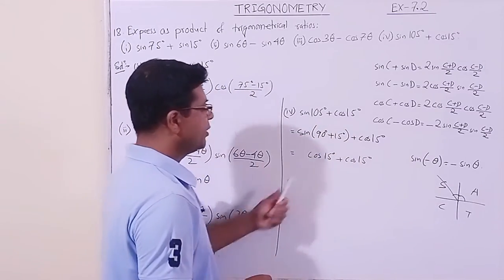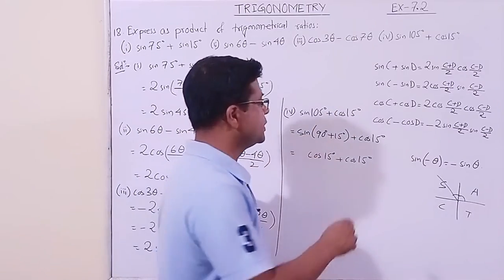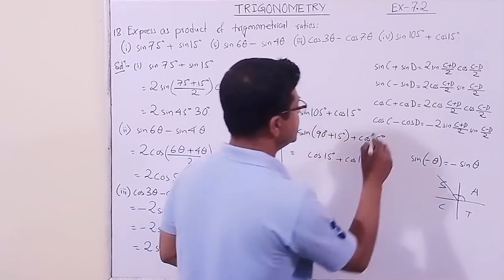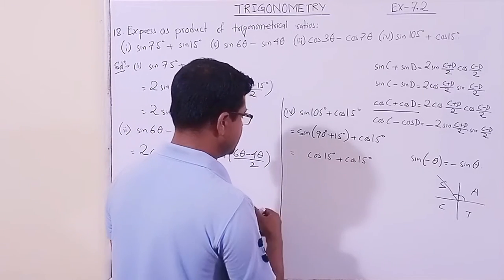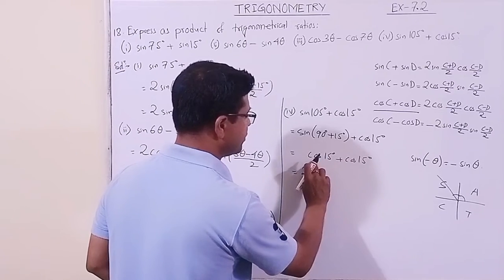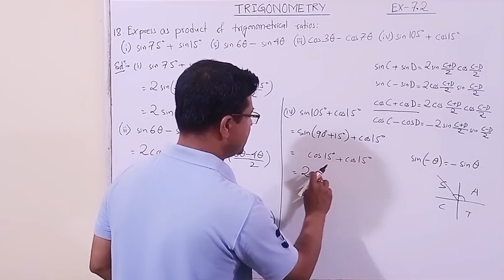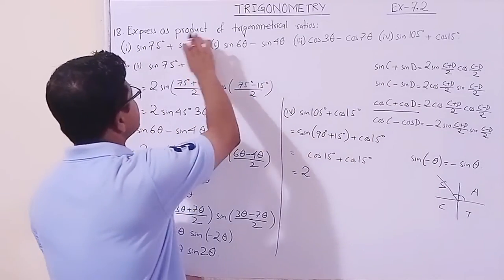Now again the question is we have to express it as a product. So which formula shall we apply? Cos C plus cos D, this formula we shall apply, because it is in the form cos C plus cos D. Although they are the same and we could write twice cos 15 degree, we want to apply this formula because the question asks to express it as a product.